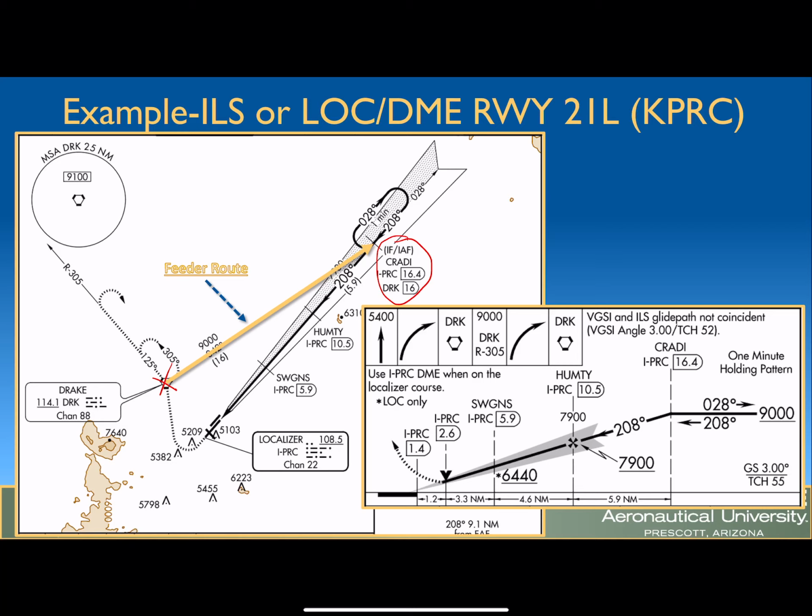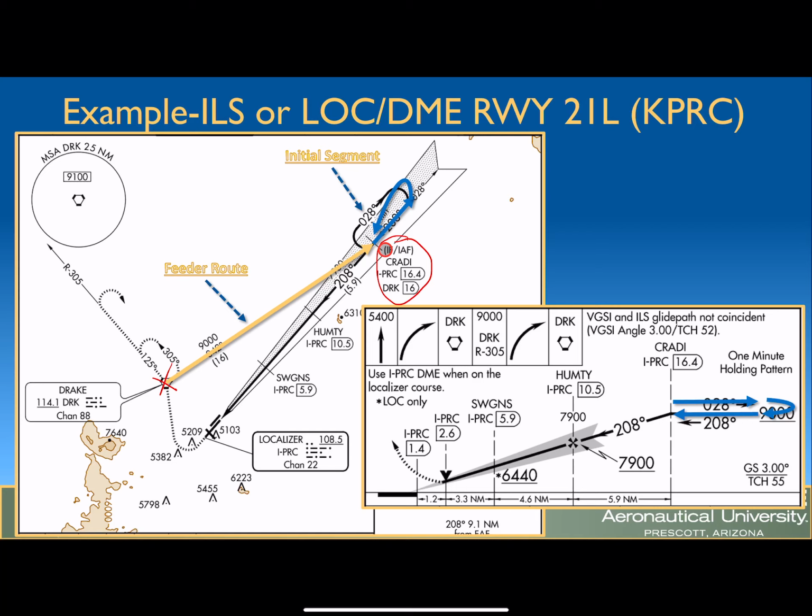So what should we do in this case? We need to make a course reversal. And for us, our course reversal is going to be a hold in lieu of a procedure turn. So I'm going to fly a parallel entry into that hold. So one of two things is going to happen.